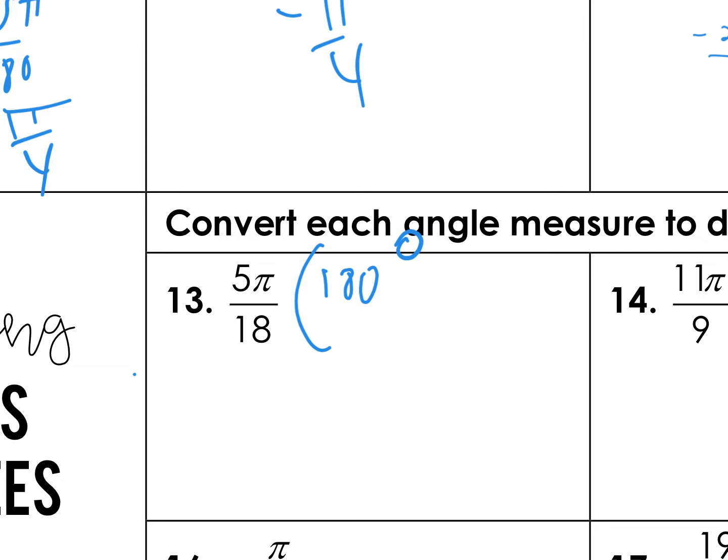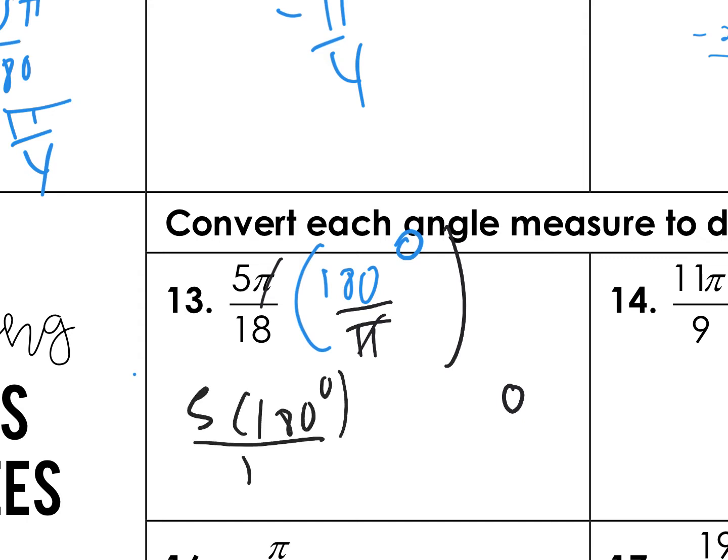So I need the 180 degrees on top to get the degrees in the answer over pi. Notice what cancels? The pi's did. It's like a Christmas miracle. 5 times 180 degrees over 18. It's just a multiply and divide problem. I don't care if you reduce it in your head, but I do think 180 divided by 18 is 10. So the answer is 50 degrees.